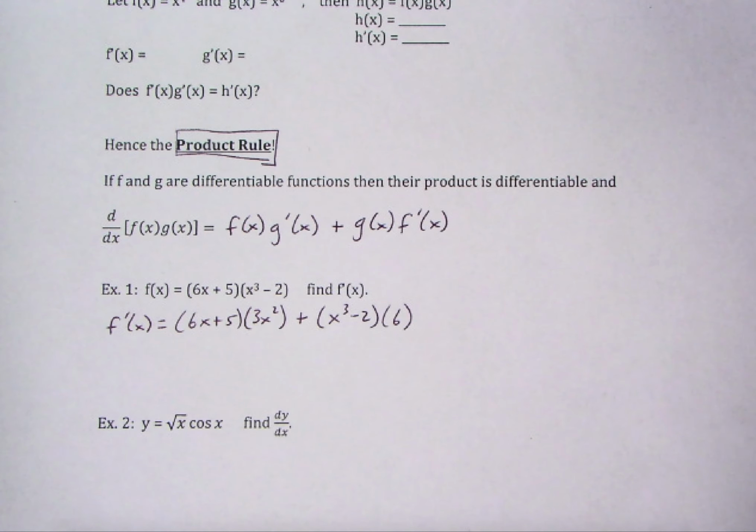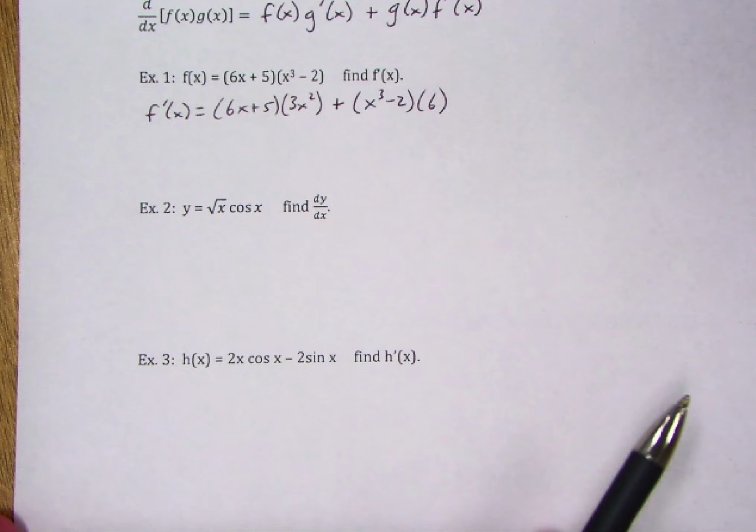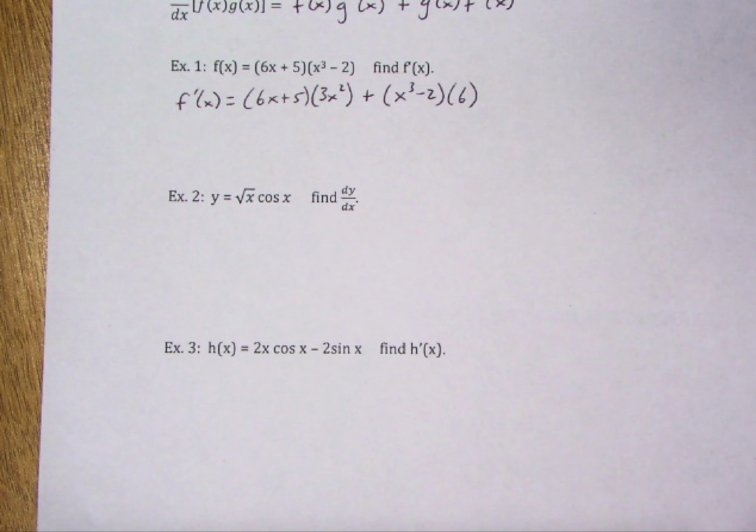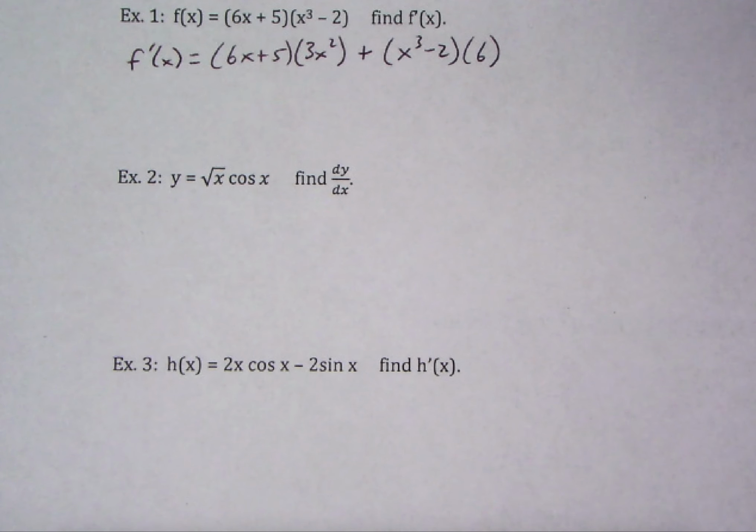All right, example 2. So we first have to recognize it's a product. When the problems come along, they're not going to say, warning, this one's product rule.